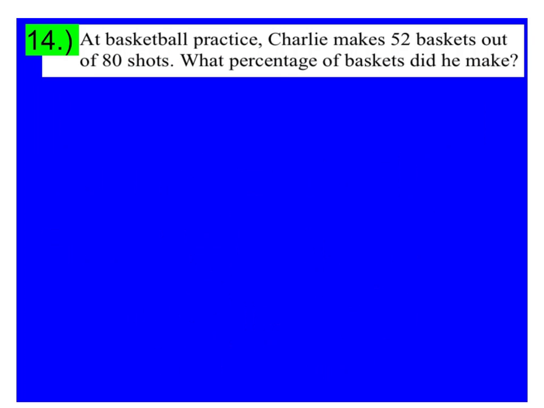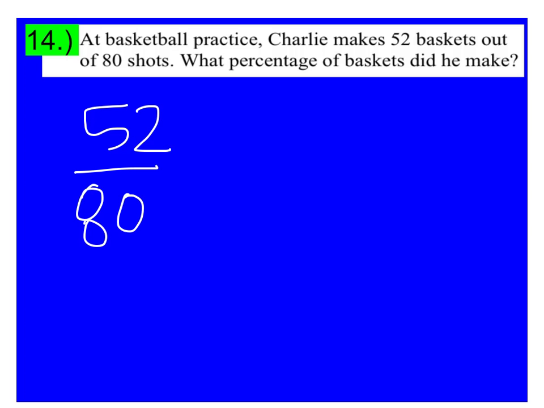All right. Let's try another story problem. At basketball practice, Charlie makes 52 baskets out of 80 shots. What percentage of baskets did he make? So we're going to write 52 as our numerator, that's the number on top. 80 as our denominator, that's the number on bottom. And this is going to be very similar to the way you might find the percentage you got correct on a test. So the number you got correct out of the total number of points. This could also work when we do our flashcards. The number of cards you get correct out of the total number of cards in the deck.